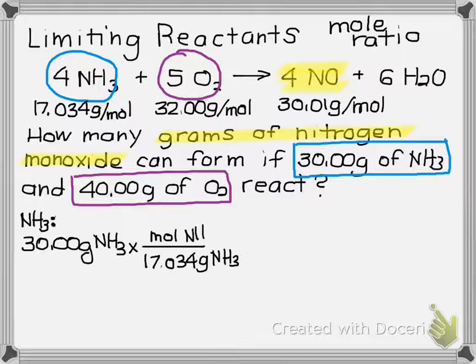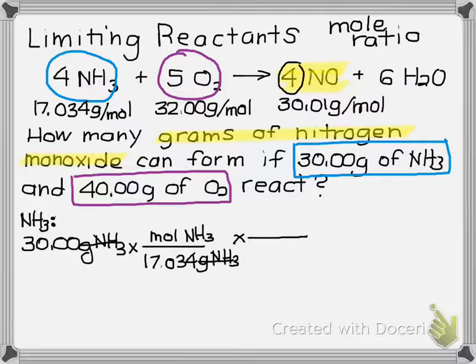I'm writing NH3 on both just to keep it straight. Now that means that the grams of NH3 will cancel with the grams of NH3. After this first step, I have moles of NH3. So since I have moles, I can multiply by the mole ratio. In the mole ratio, you will always put the moles of what you're looking for.